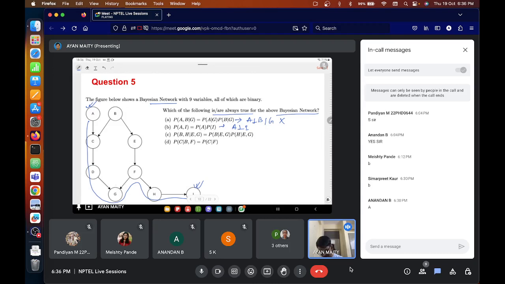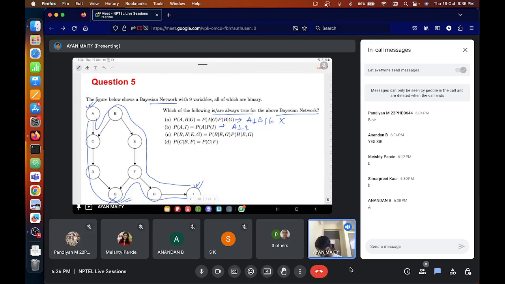For this path, G is again the case of a common child, because G is a common child of D and F. G is not given. If G is not given, then G blocks this path. So this path is blocked because of G. There is another path via B. We have to check whether this is also blocked or not. If this is also blocked, then A and I are independent.